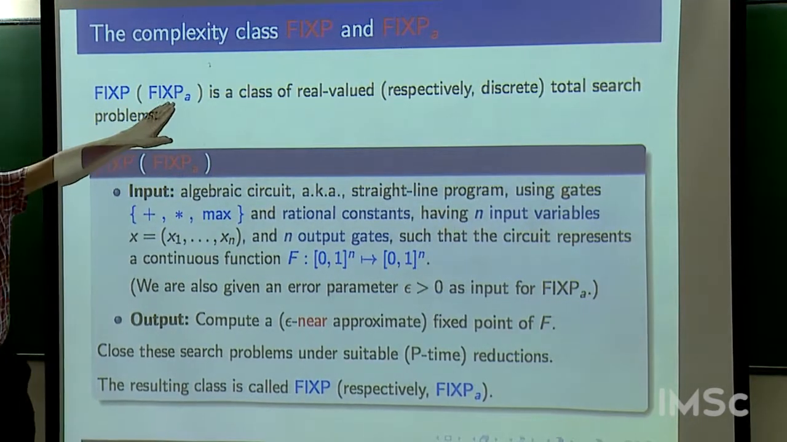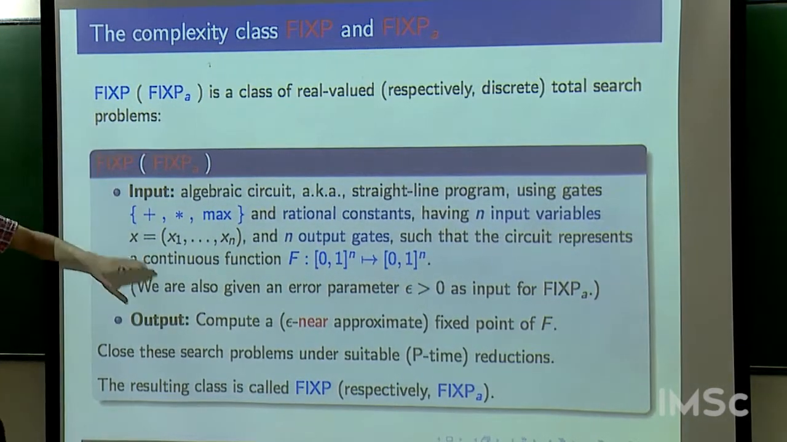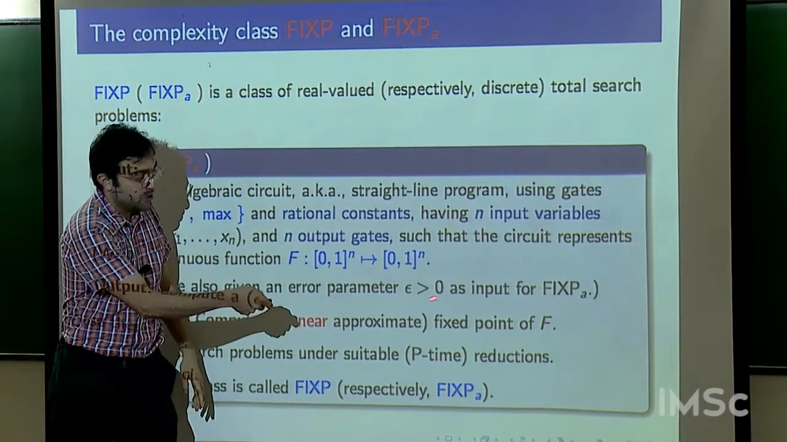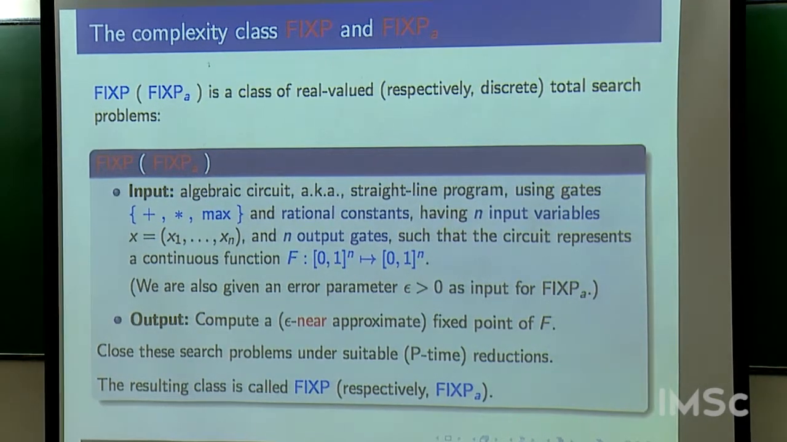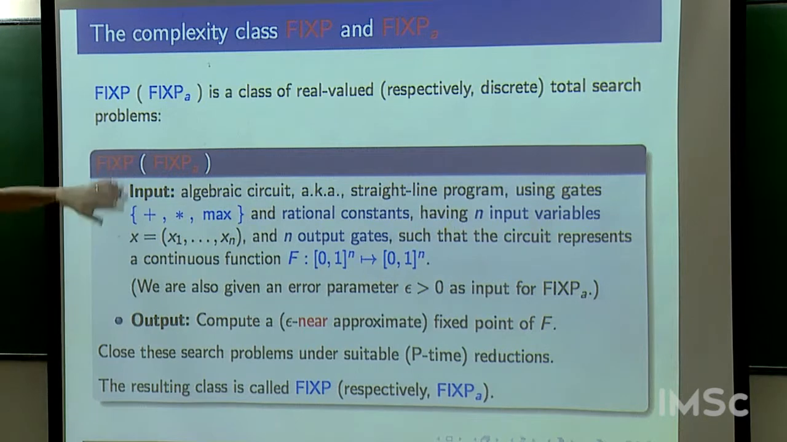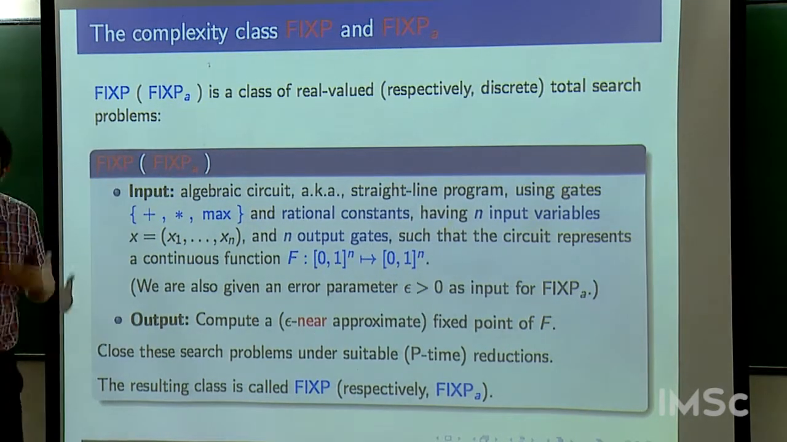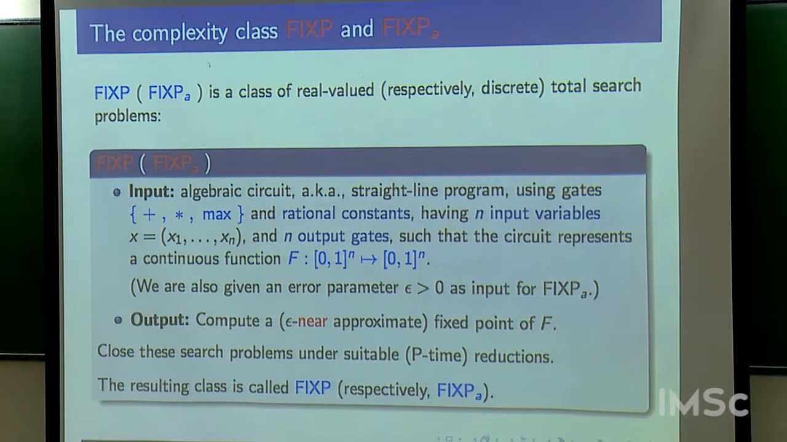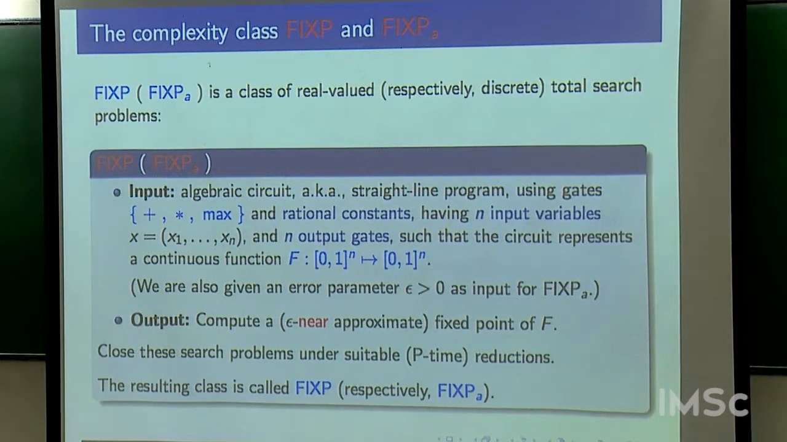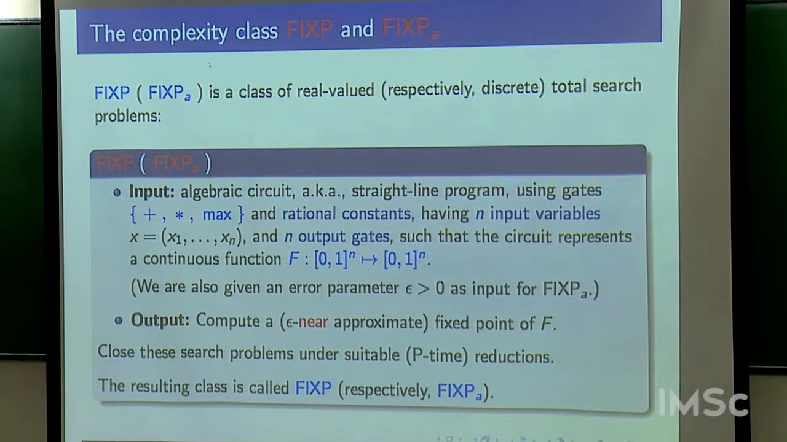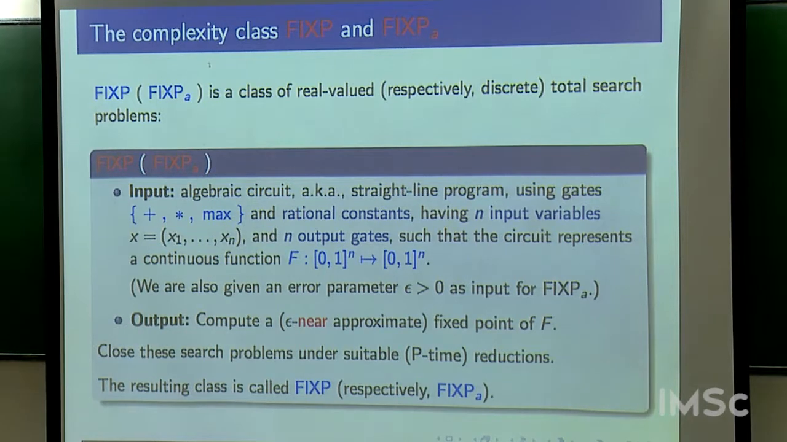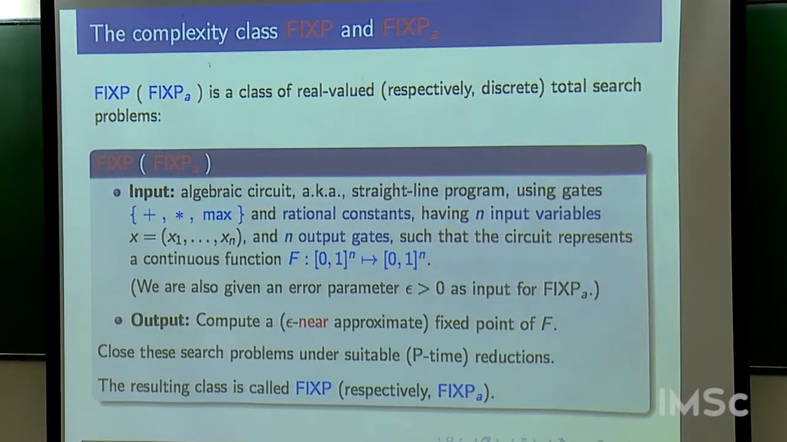In the case of FIXP_A, in the approximate setting, we are additionally given an error parameter, epsilon greater than 0, as input. Now, what do we want to do for output? In the FIXP setting, we want to compute the actual fixed point, which makes no sense in the Turing model in general, because the actual fixed points may be irrational real values, so what do we mean exactly by computing them? But in the approximate version, all we want to do is compute an epsilon near approximation of an actual fixed point. So we want to get epsilon close to an actual fixed point, okay?